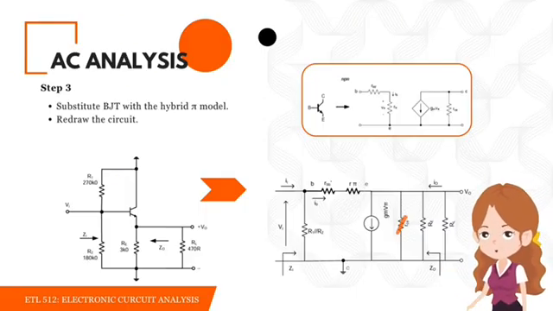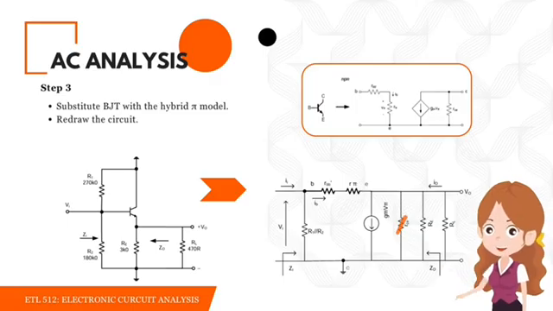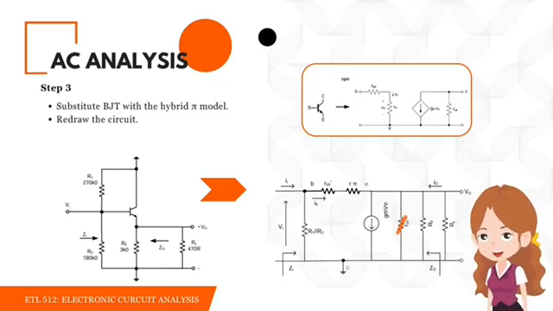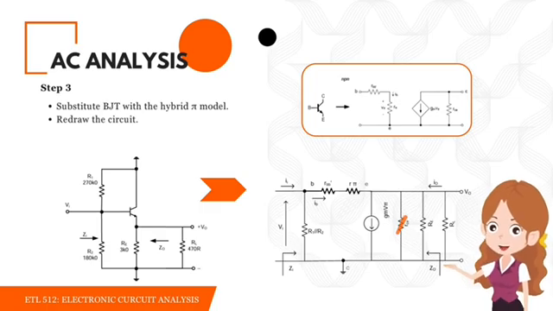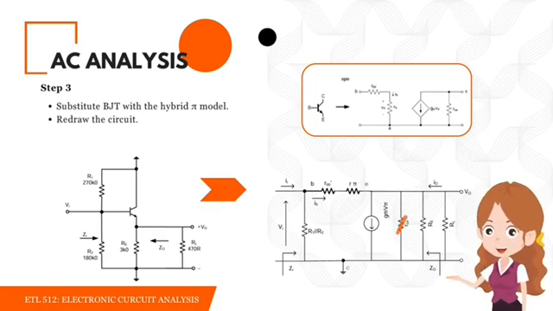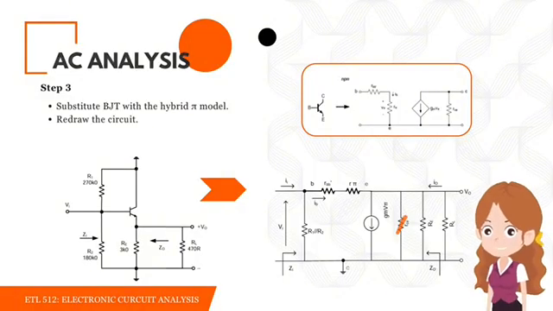At the output, we have a current-controlled current source between collector and emitter. Normally, we also add RC, which is the small signal resistance between collector and emitter. But here RC is infinity, so it can be ignored.